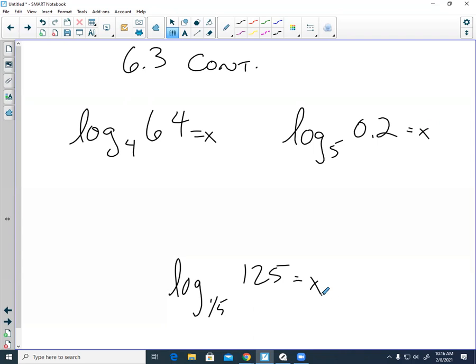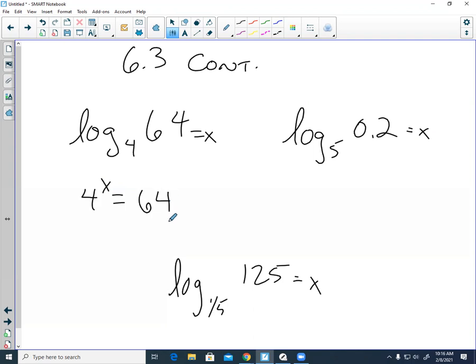Eventually, we will learn how to solve these and how to use these as we move forward. Right now, we don't know how to solve a log. So since we don't know how to solve a log, we have to try to write it in exponential form, which is going to make more sense. So what you do is you're going to drop the log part, and then you're going to switch the number and the x. So this is basically saying 4 to the x power is equal to 64.